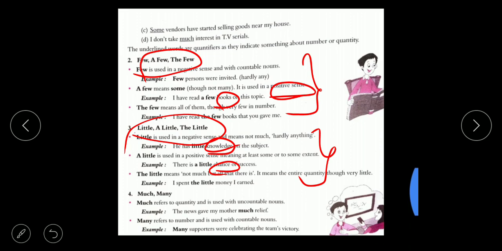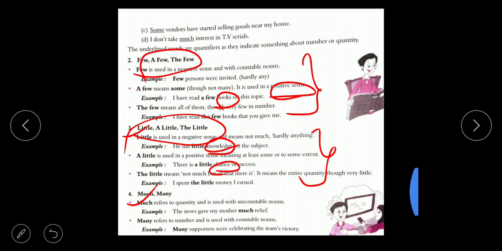Much and many. Much refers to quantity, like little also refers to quantity. Now little and much, where we have to use little or much. Little is used with quantity, much also with quantity, but little is used in a negative sense, much in a positive sense. Example, he has little knowledge on the subject, meaning hardly any. Here the news gave my mother much relief. Many refers to numbers and is used with countable nouns.